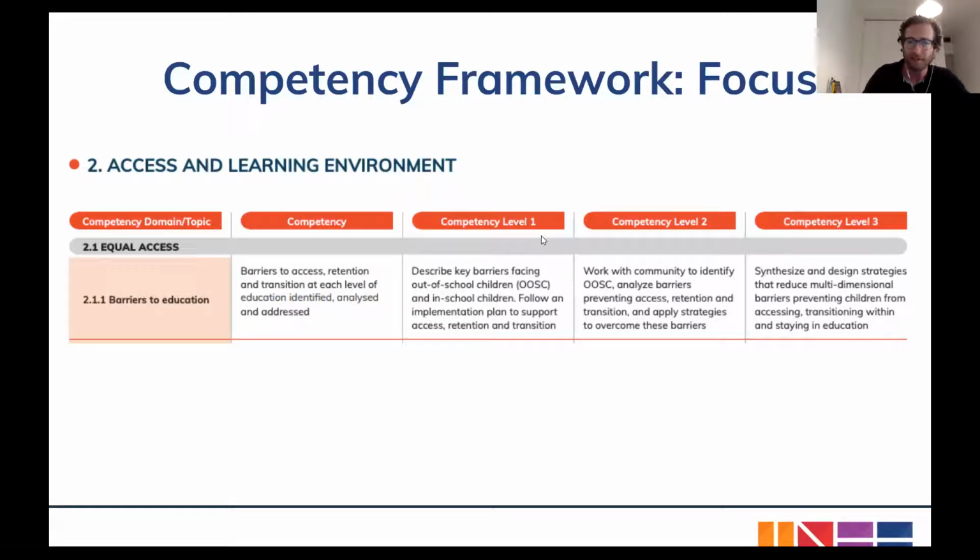Finally, you'll see skill level 3 refers to skill levels for expert practitioners in this area who are able to create, design, adapt, and lead others in this work. For this domain, it refers to practitioners who are able to synthesize and design strategies which address multidimensional barriers to access. So you can see the increasing skill levels between these competencies. And we'd look to level 3 expertise to help guide other practitioners who are at more beginner or intermediate skill levels for these specific competency domains. Next slide, please.